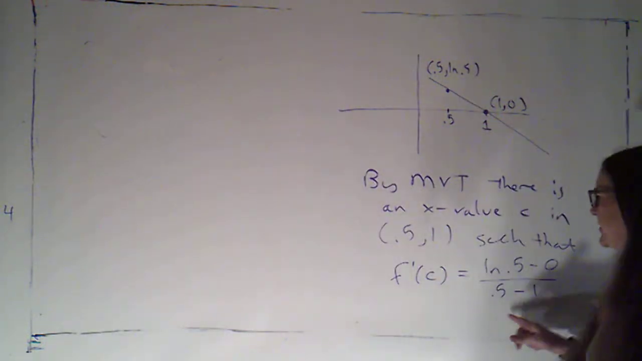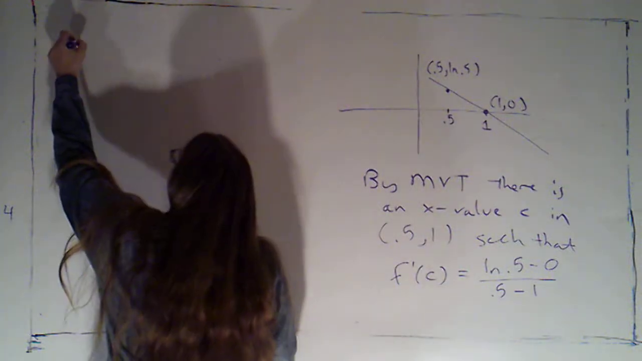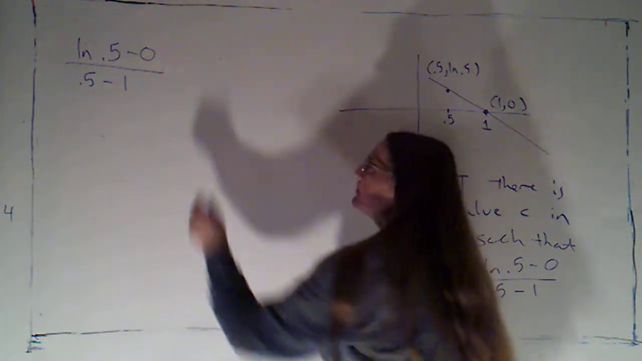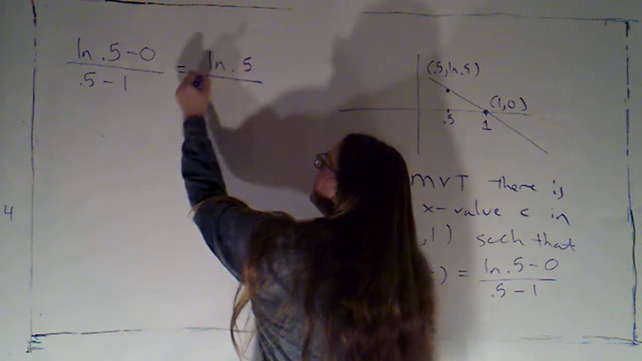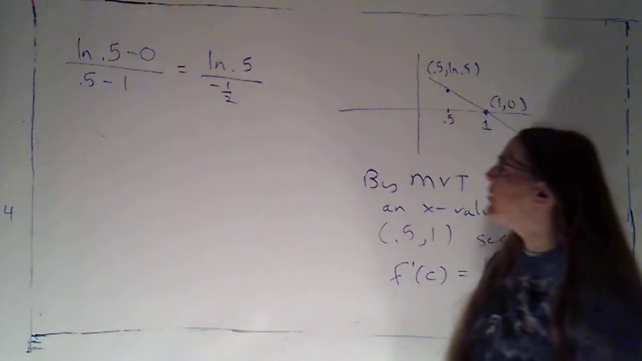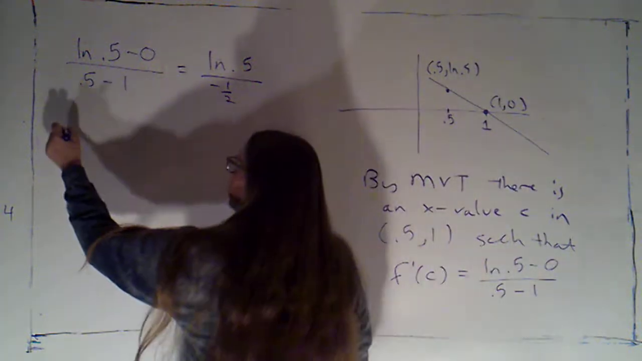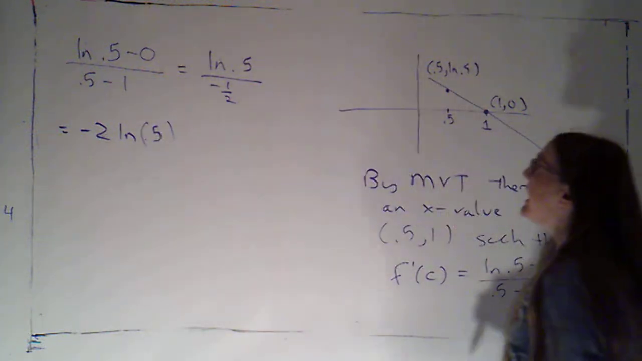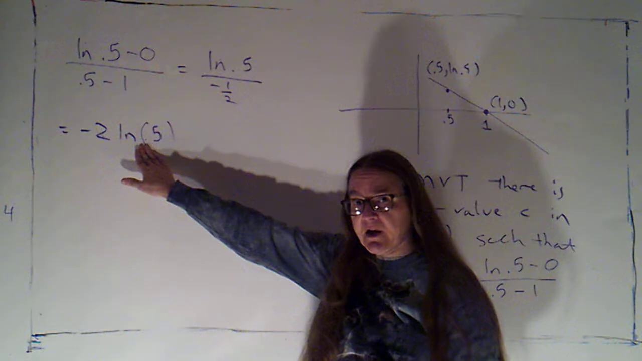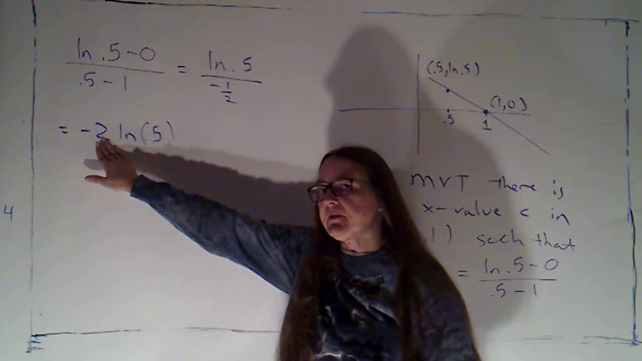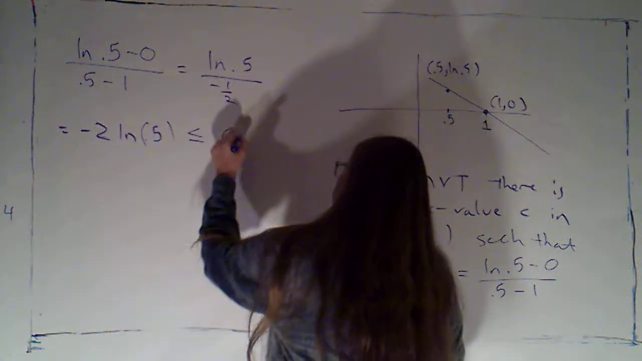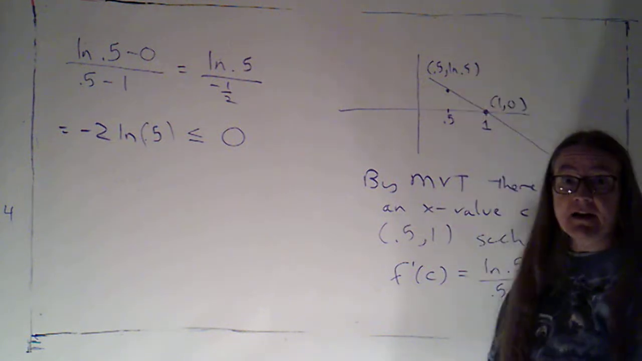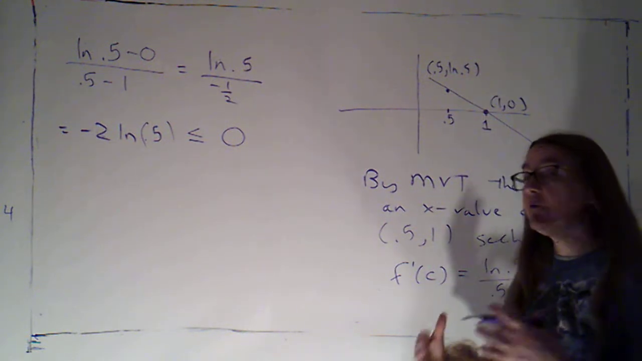So let's just explore this a little bit. If I look at the natural log of 0.5 minus 0 over 0.5 minus 1, that's going to be the natural log of 0.5 over negative 0.5. I'm just going to write that as negative 1/2, because then I can see that's negative 2 times the natural log of 0.5. And because we have supposed that this is bigger than or equal to 0, when I multiply it by a negative, that would make it less than or equal to 0. So we've established what we had sort of drawn over here, that the slope of that secant line will be either negative or 0.